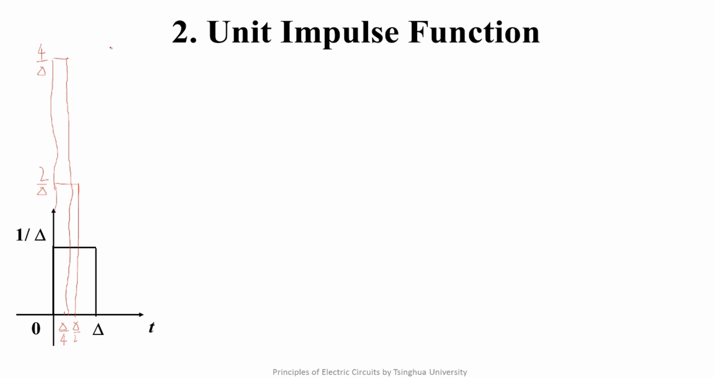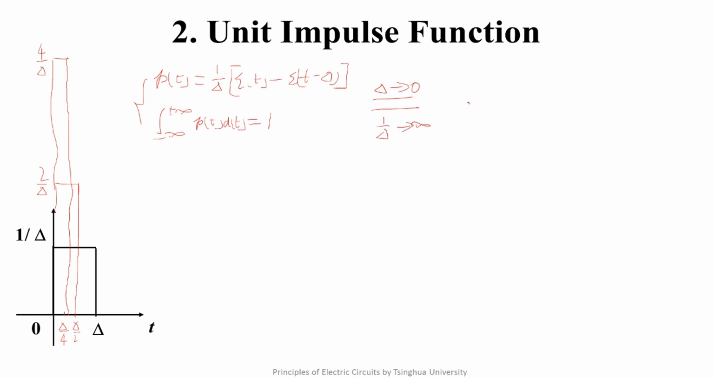Next, let's make a derivation. Firstly, we need to recall the expression of the unit pulse function. Pt equals 1 over delta times epsilon t minus epsilon t minus delta. And the integral of pt from negative infinity to positive infinity is 1. In this condition, when delta tends to 0, that is 1 over delta tends to infinity, the integral of pt from negative infinity to positive infinity is still 1.